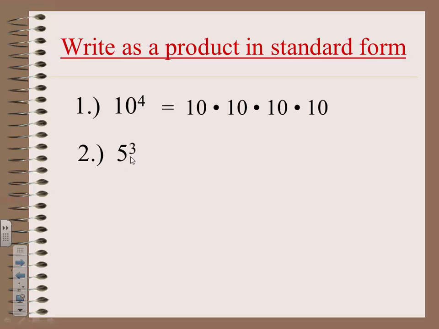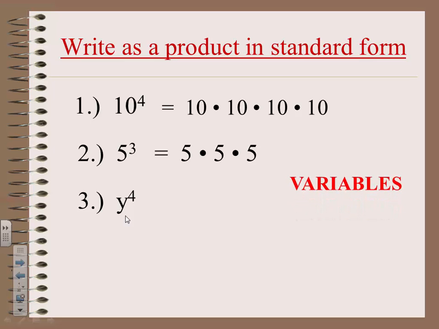This says 5 to the power of 3 or 5 to the 3rd power. That means we're using 5 3 times. Nothing to it. All right, the next one says y to the power of 4 or y to the 4th power. Well, what was y called? X, Y, Z, A, B, C. They're called variables. Let's remember that. Variables are the letters that we use in math.